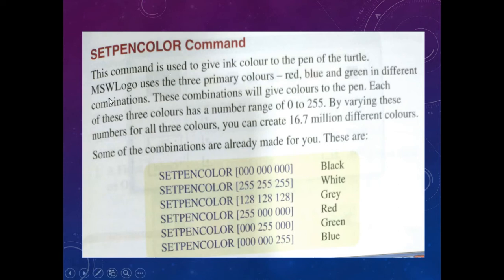We'll see it. So what is there? MSW Logo uses 3 primary colors, red, blue and green, in different combinations. Logo uses 3 colors in combination. Then 3 primary colors are red, blue and green. Using these 3 combinations, you can give different colors to the pen. Okay, so each of these 3 colors has a number range of 0 to 255. We have to give numbers from 0 to 255, any numbers in between this. So by varying these numbers for all 3 colors, you can create 16.7 million different colors. So many colors you can make out of this 3 combination only. So 16.7 million colors you can make, and some of the examples are given over here.